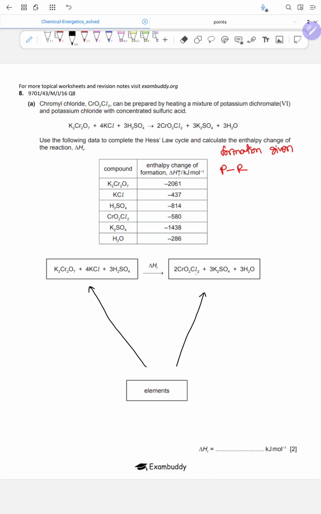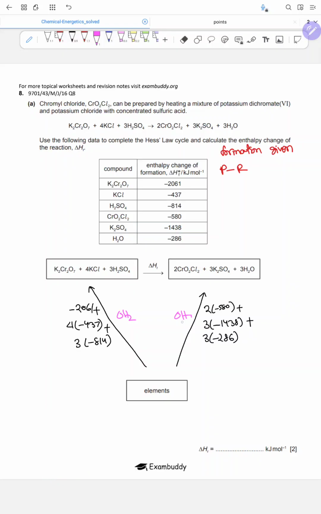And let's write the values. To form 2CrO2Cl2, it's 2 × (−580), plus we have 3K2SO4, that's 3 × (−1438), plus 3 water, that's 3 × (−286). Then over here we have K2Cr2O7, that's −2061. Then 4 KCl, that is 4 × (−437), plus sulfuric acid, 3 × (−814). Just for help, we'll write ΔH1, ΔH2. We don't need to write it.